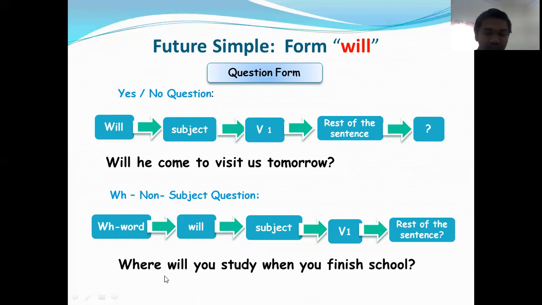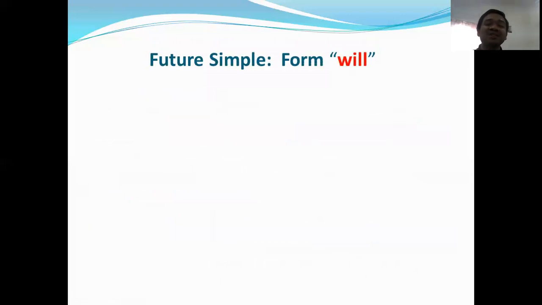Example: where will you study when you finish school? Where will you study when you finish school? So where here is the WH word, and then of course will, and then you is the subject, and then verb one or simple present form of the verb, study, and the rest of the sentence. As easy as that. WH, will, subject you, and study, verb one. Did you get it? Easy, right? Okay. Now, future simple form will, but this time the WH word serves as the subject.